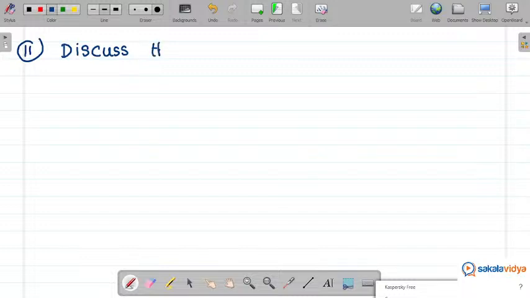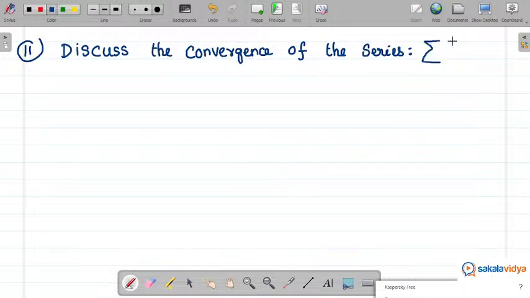Discuss the convergence of the series sigma n factorial by n to the power of n, right? As it involves n factorial terms, we need to apply D'Alembert's ratio test. Okay, let us apply it and try to figure out this question now.